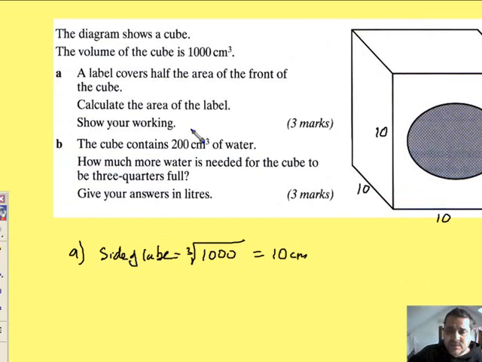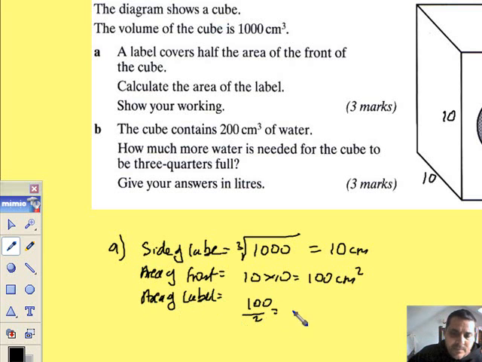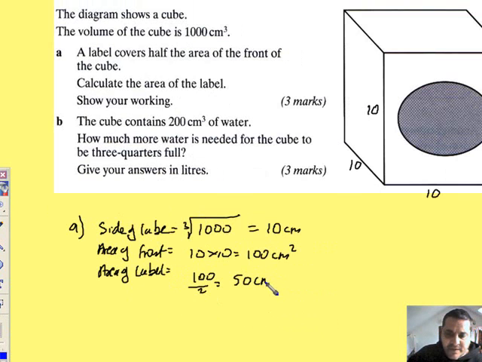So I'm told that the label covers half the area of the front. So therefore, the area of the front is going to be 10 by 10, which is 100 centimetres squared. And therefore, the area of the label is going to be half of that, and therefore 50 centimetres squared of space is taken up by the label.